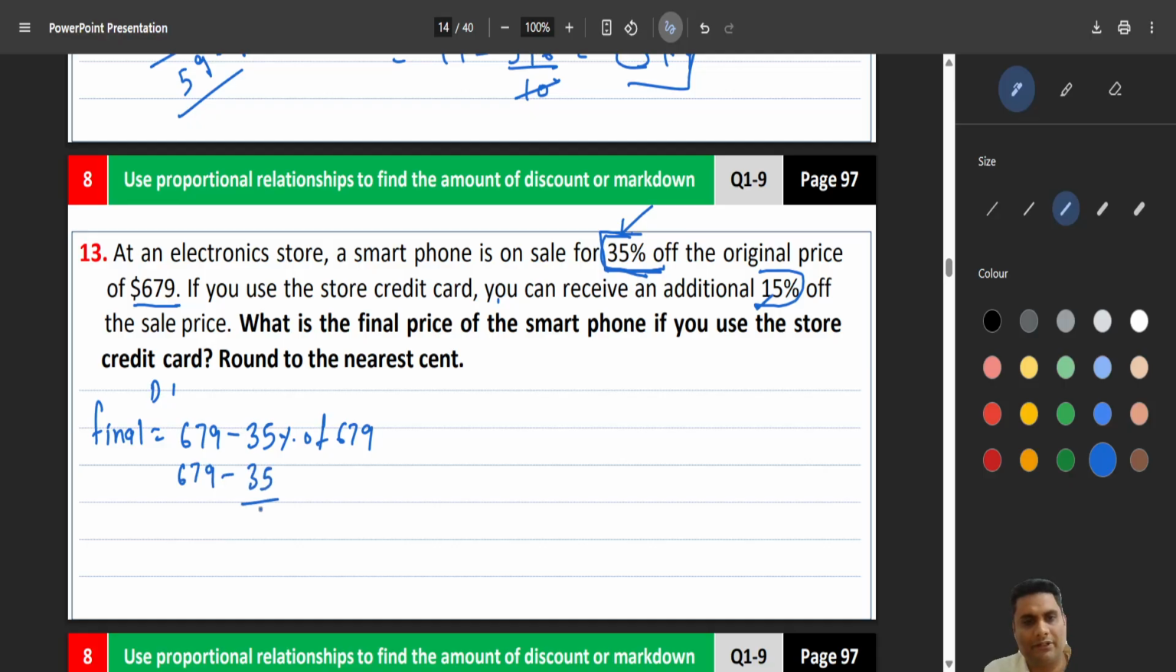35% means 35 divided by 100, times 679. Now we have to do 35 times 679. So it will take some time. 679 times 35. 5 times 9, 45. 5 times 7, 35, 39, 33. When one number is over, come to the next line, put a 0. Don't forget that. Then 3 times 9, 27.